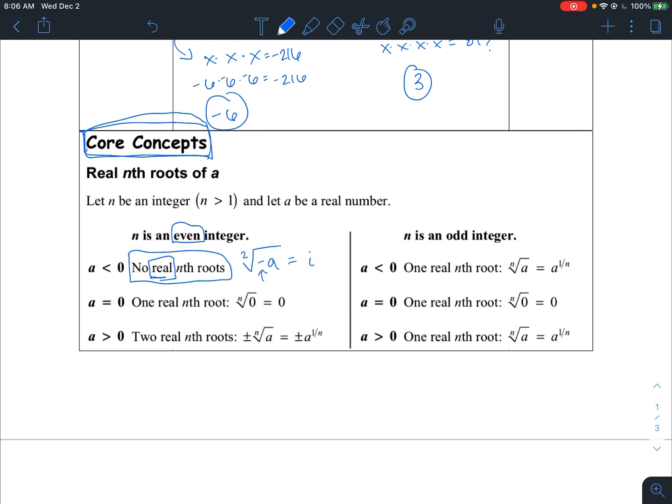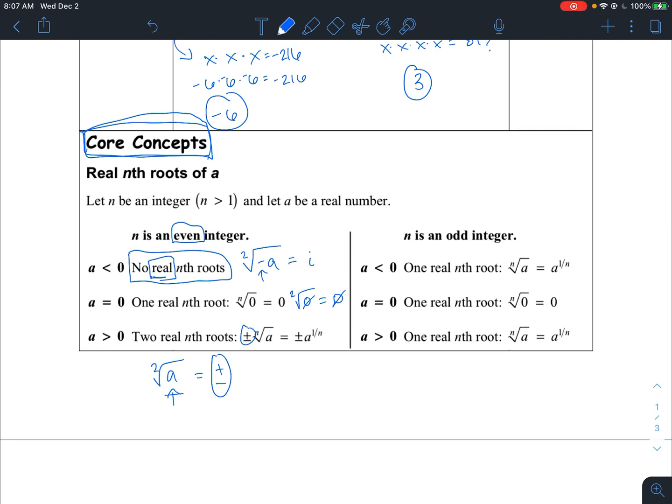If a is equal to 0, so if you have the fourth root of 0, second root of 0, sixth root of 0, this is just going to be 0. That goes without saying. And then if you have a regular square root of a, and a is positive, not negative, then you're going to have two answers, both a positive and a negative. This is stuff that you already know.